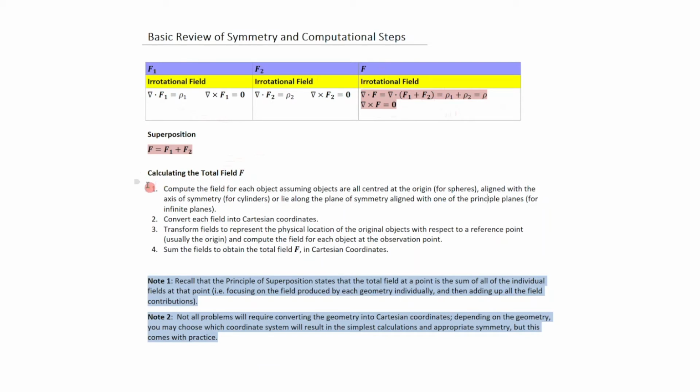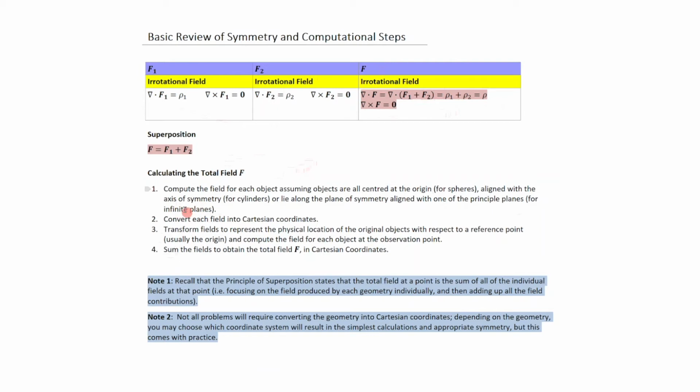So how are we going to calculate the total field, where now we could have charge distributions of different geometries at different locations? We need to know how we're going to do the calculation. These are the four steps. We compute the field for each object, assuming objects are all centered at the origin for spheres, aligned with the axis of symmetry for cylinders, or lie along the plane of symmetry, which is aligned with one of the principal planes. Of course, we're dealing with infinite planes.